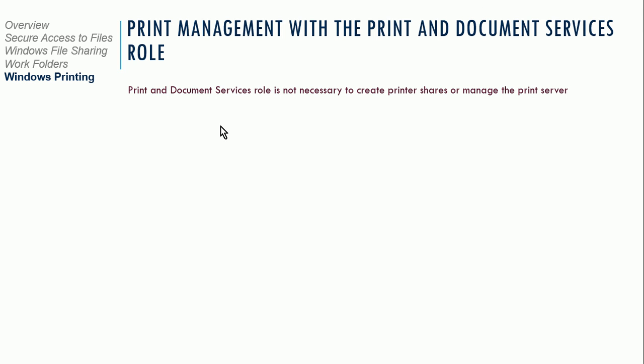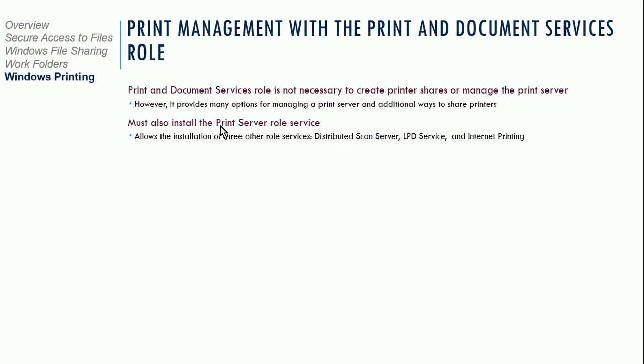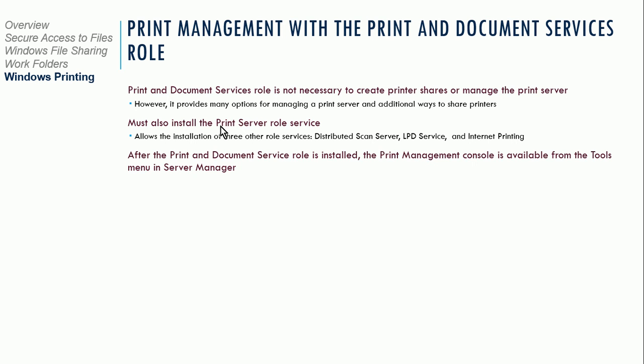So print management with the print and document services role. The print and document services role is not necessary to create printer shares and manage the server printer, but it provides options for managing a print server and additional ways to share printers. So to install that, you have to install the role services, just like anything else we've talked about. So you'll need distributed scan server, LPD service, and internet printing.